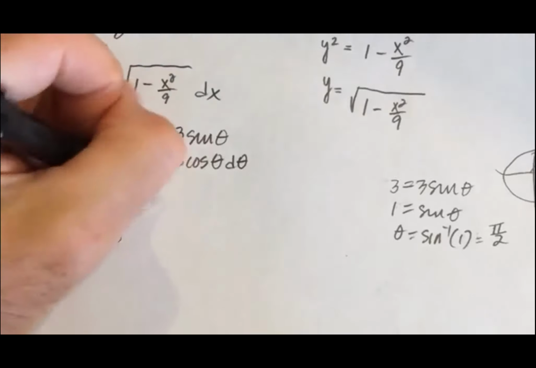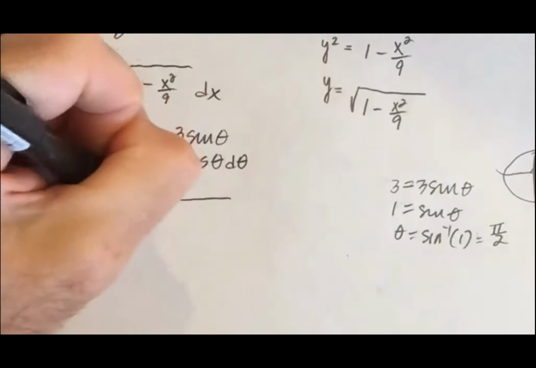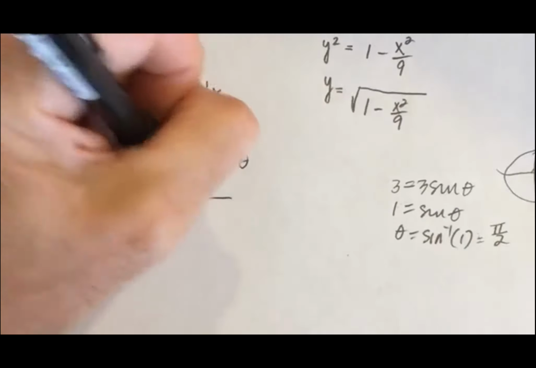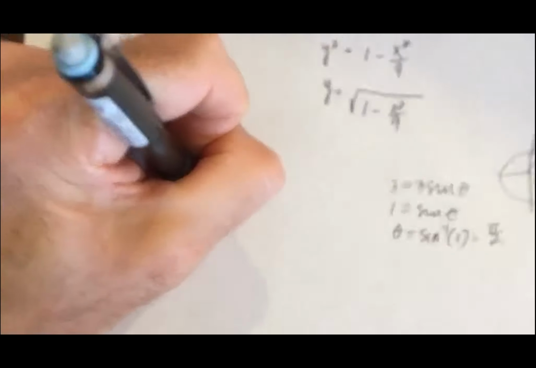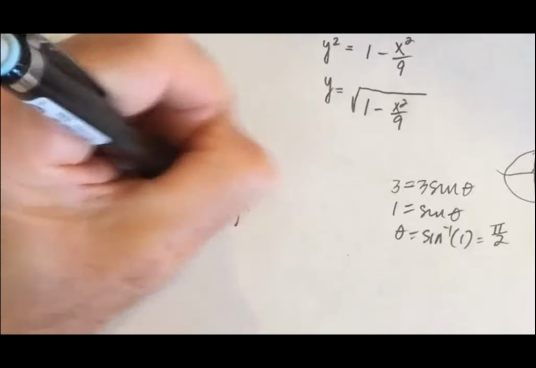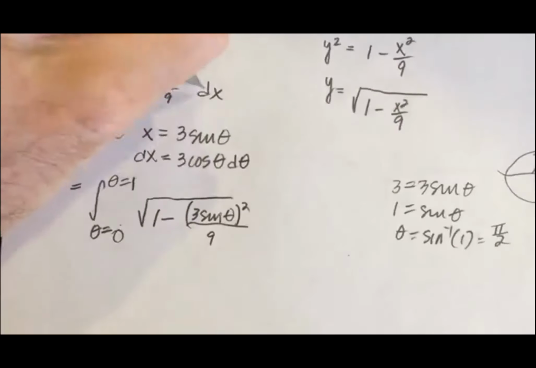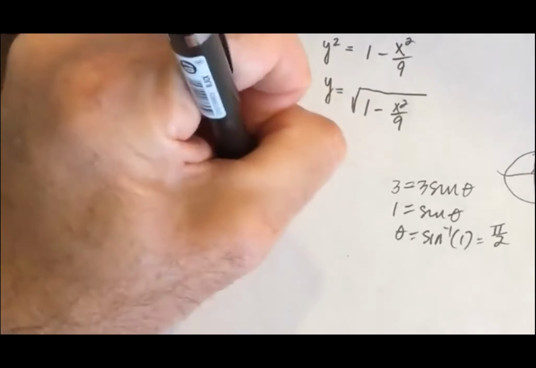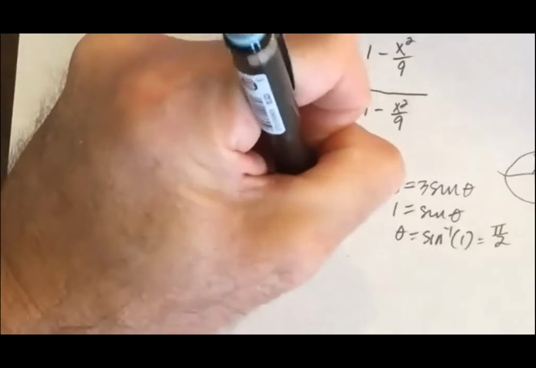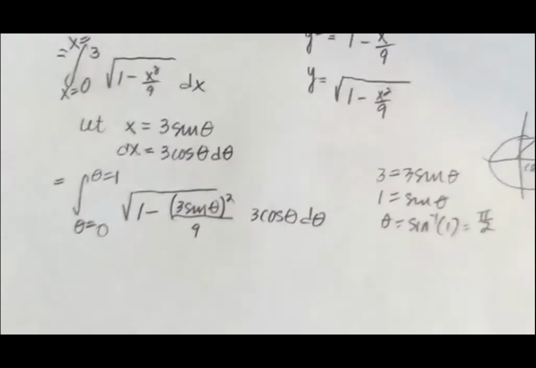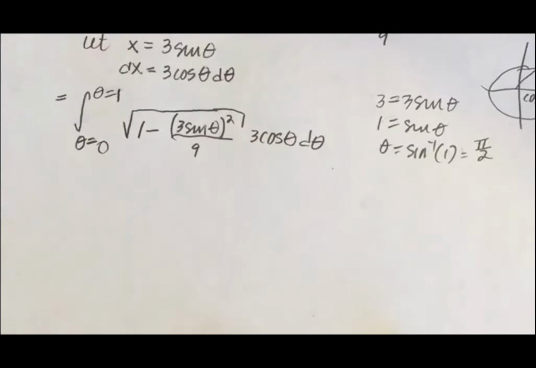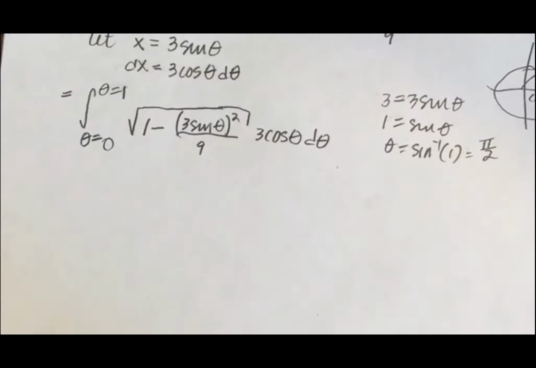All right. Square root of 1 minus x squared. So you have to stick in your x: 3 sine theta, squared, over 9. And where your dx is, you're going to have to solve for dx. So dx looks like 3 cosine theta d theta. At this point, you have to be a little bit careful not to let your 3 cosine theta fall into your root. So you might want to put it in the front.